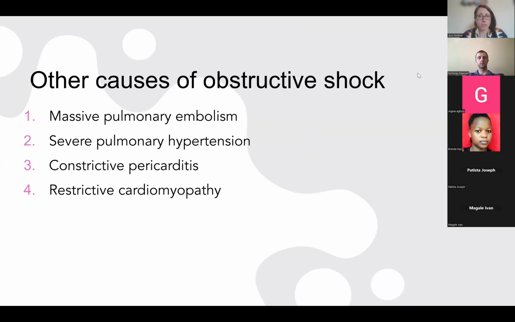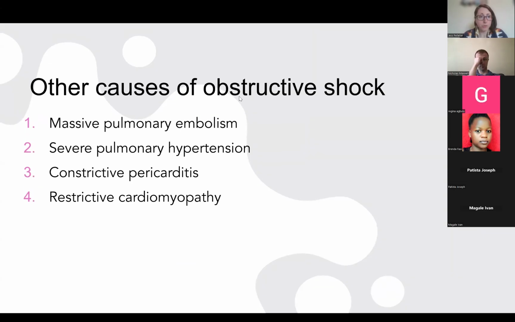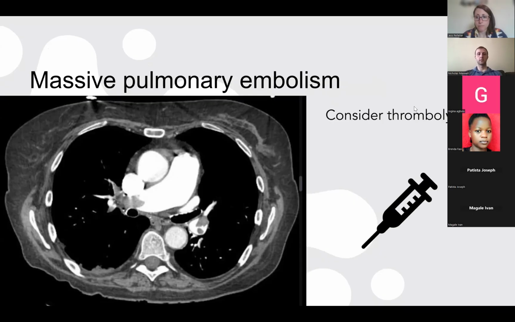Other causes of obstructive shock to know about. So the initial case we went through earlier, right? So a massive pulmonary embolism. We don't see this very often. It's pretty rare, to be honest, that you get obstructive shock from a PE. But if that's the case, then the treatment is going to be thrombolytics. Severe pulmonary hypertension is another one.